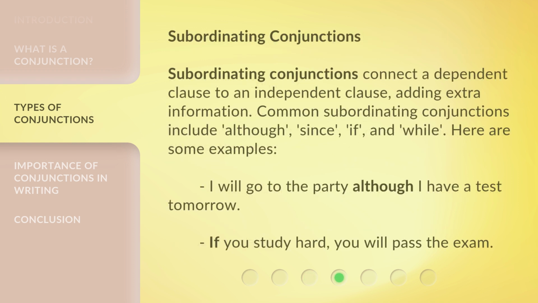Subordinating conjunctions. Subordinating conjunctions connect a dependent clause to an independent clause, adding extra information. Common subordinating conjunctions include although, since, if, and while. Here are some examples. I will go to the party although I have a test tomorrow. If you study hard, you will pass the exam.